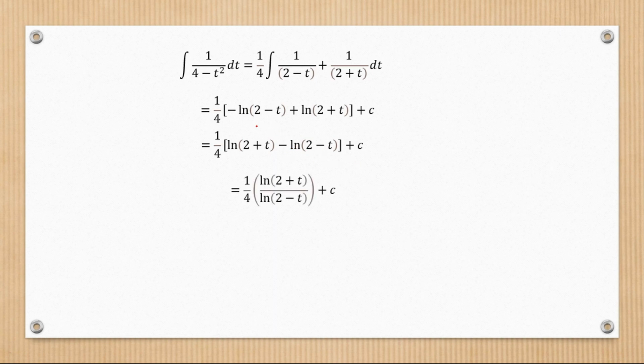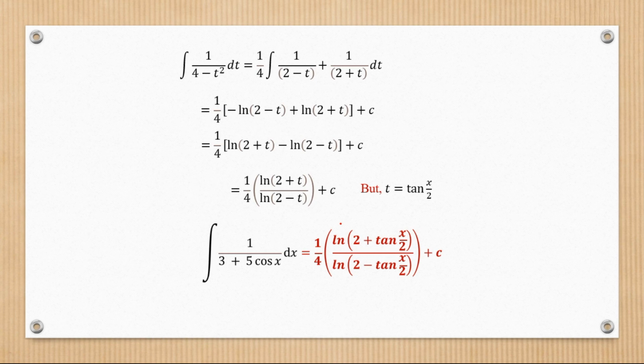Then further, from our laws of natural logarithms, you know that when we subtract logs, it's the same as this divided by that, and this is how they are expressed in a more simplified version. But we remember that t is equal to tan x over 2, so we have to express the final answer in terms of x. So we end up having the integral of 1 over 3 plus 5 cos x dx shall be equal to a quarter ln of 2 plus tan x over 2 over 2 minus tan x over 2, plus c, and that's going to be our answer.